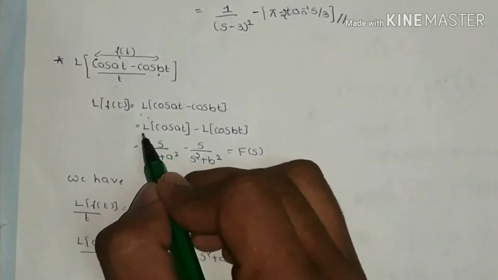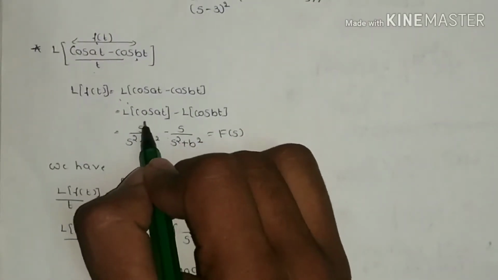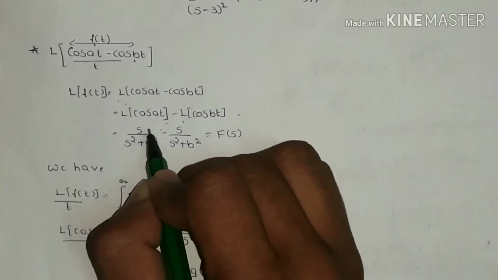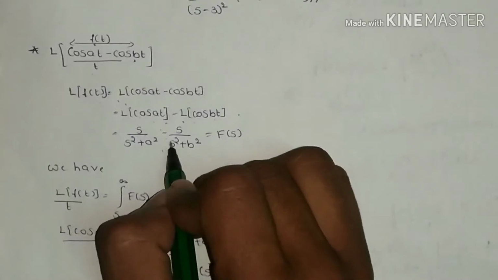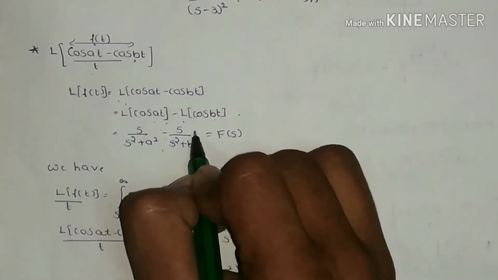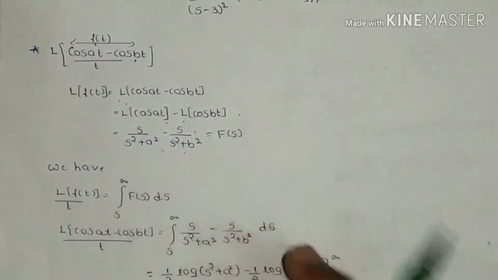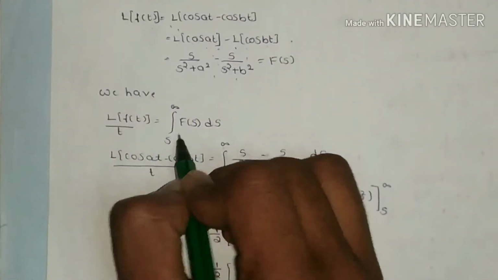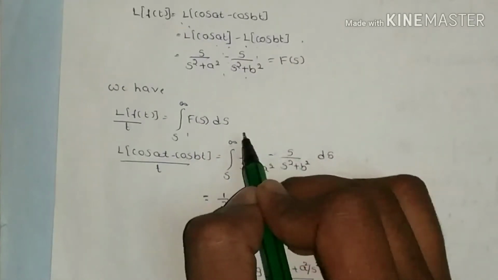So take the Laplace transform of the individual terms, so it becomes Laplace transform of cos at minus Laplace transform of cos bt. According to the standard result, Laplace of cos at means s divided by s square plus a square. Similarly, Laplace transform of cos bt means s divided by s square plus b square. That is called f of s. By the property, Laplace transform of f of t divided by t can be written as integration from s to infinity of f of s ds.